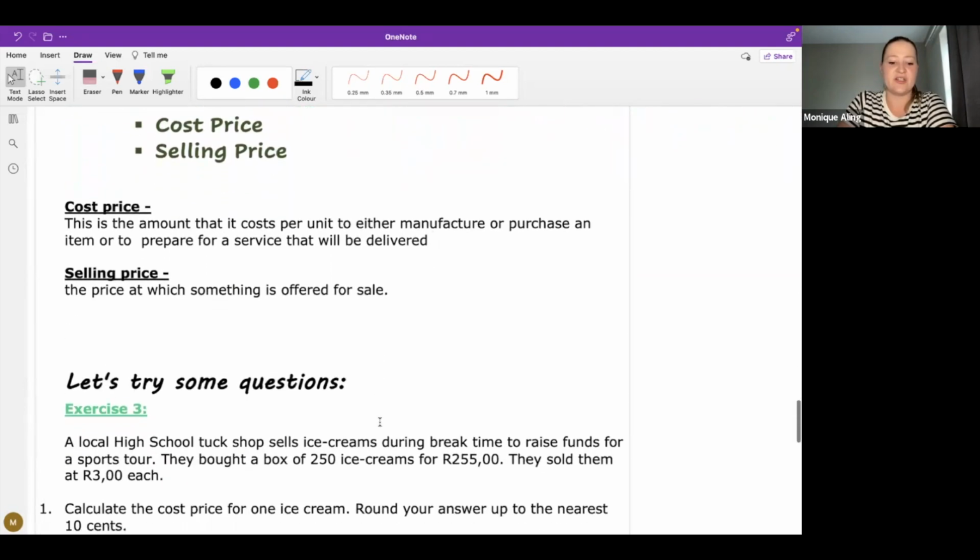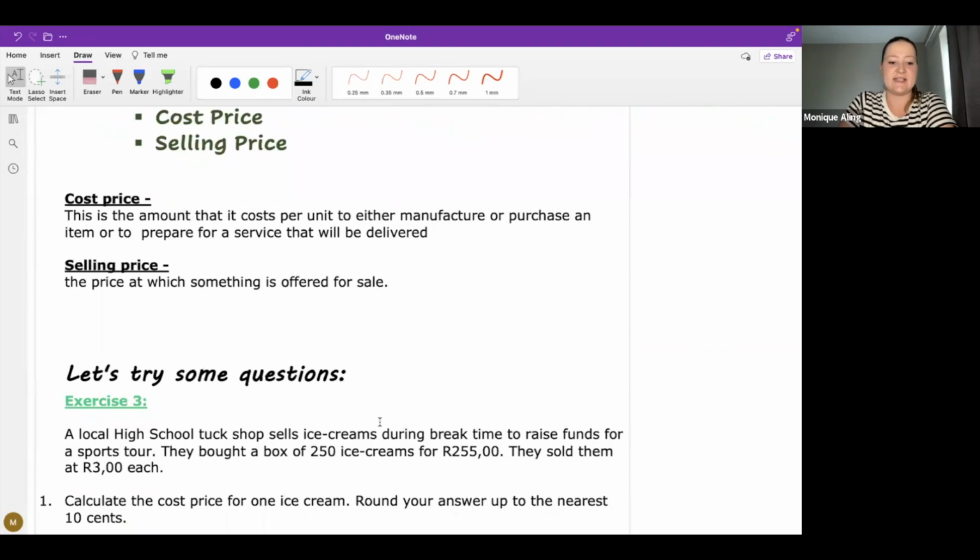Let's try some questions. It says, a local high school tuck shop sells ice creams during break time to raise funds for a sports tour. They bought a box of 250 ice creams for 255 Rand. They sold them at 3 Rand each. Before we even look at the questions, they've given us some information. They've given us the selling price and the cost price.